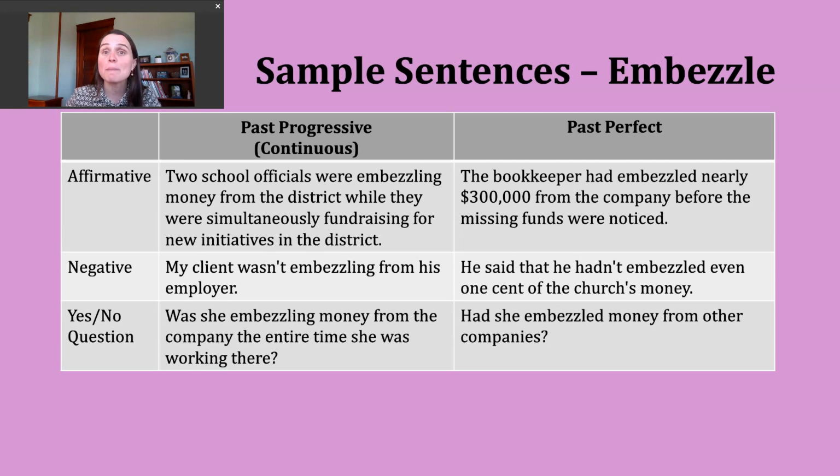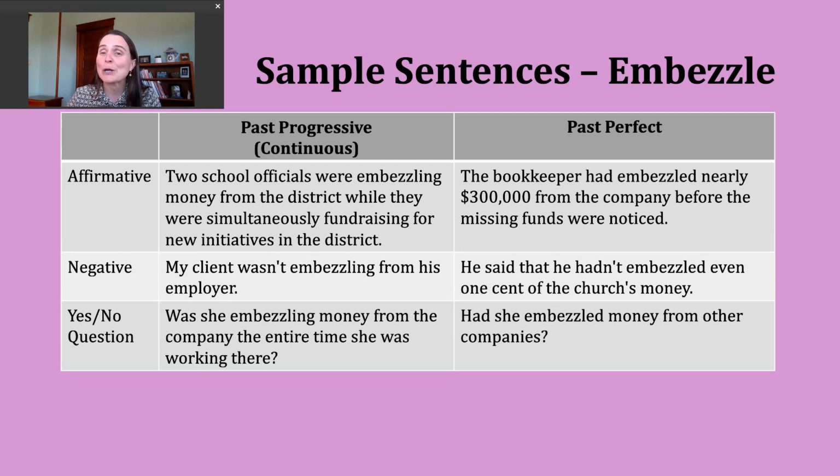Let's move on and talk about the past perfect. In this verb tense, we're choosing to use it to indicate that a particular action occurred before some other action or before a certain time in the past.